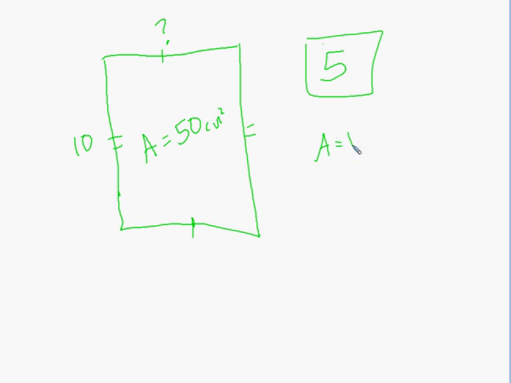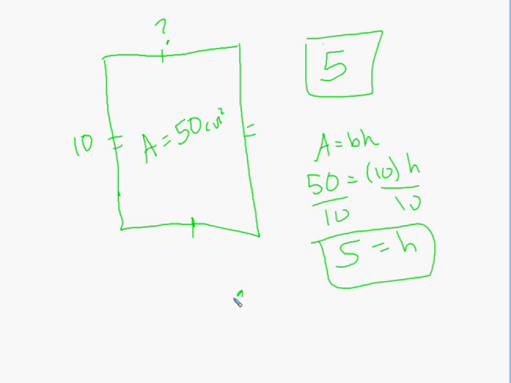The area of a box is base times height. The area is 50. We'll say the base is 10. What's the height? We divided both sides by 10. We got it by the operation of division. Hopefully that makes sense to you, right? We're good there.